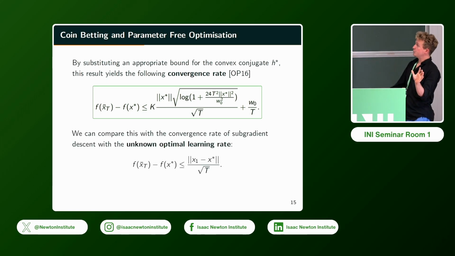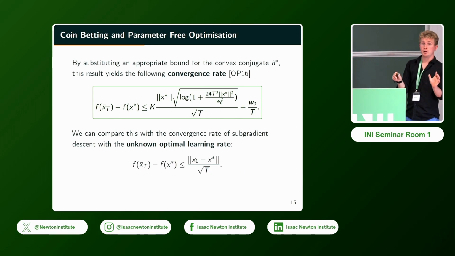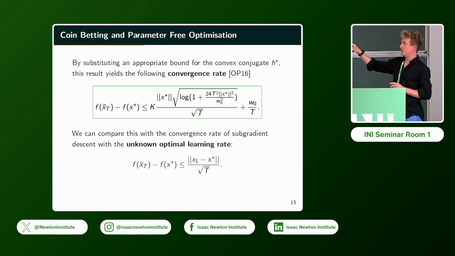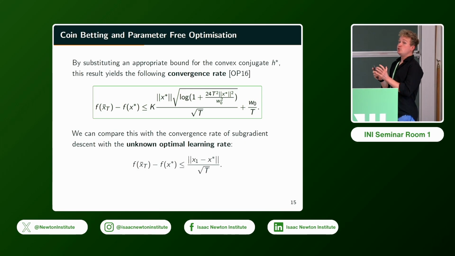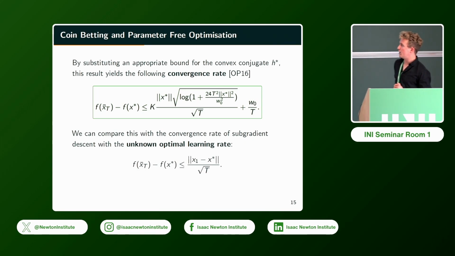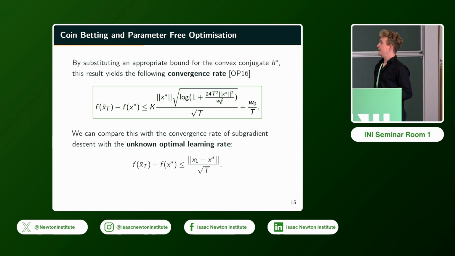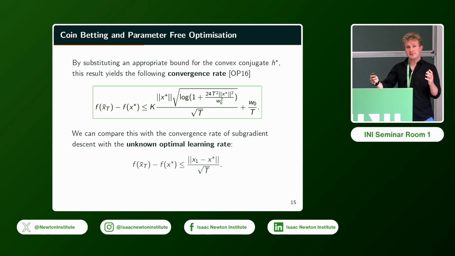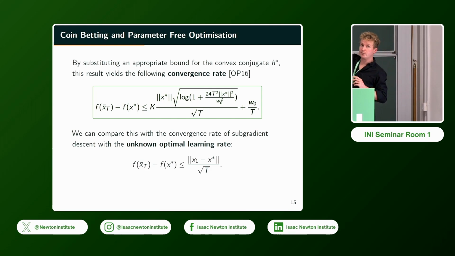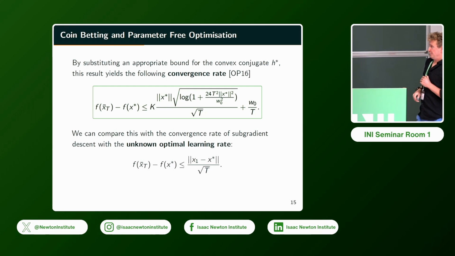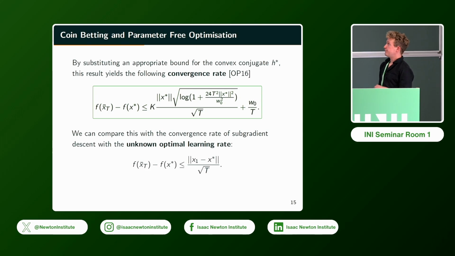And we can actually compare this with the convergence rate of subgradient descent with the optimal but unknown learning rate. As I said before, the optimal learning rate essentially depends on the distance between the initial point and the minimizer, and you can show that if you do use that optimal learning rate, you get this convergence rate. So at a high level, what is this saying? This is saying somehow the price you pay for this algorithm, which is in some sense learning rate free, is this additional logarithmic term in the convergence rate. But of course, this means you don't have to do any step size or learning rate tuning.